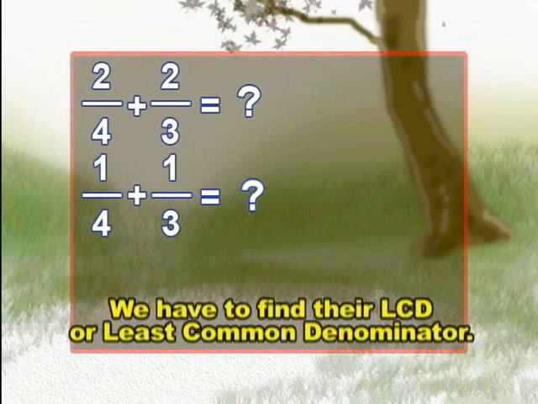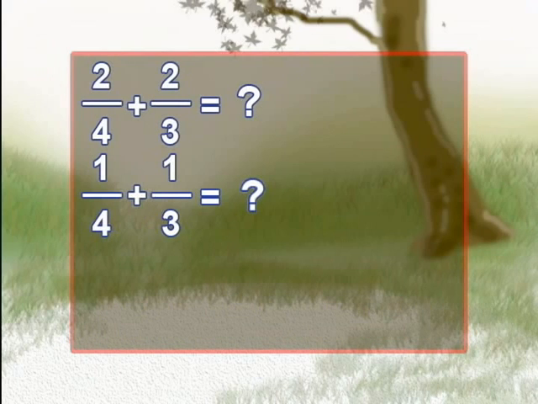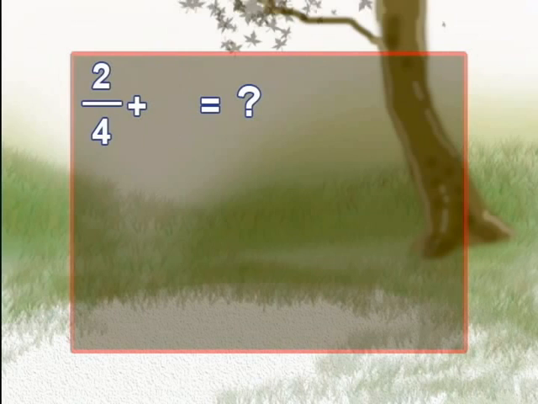Simple. We have to find the common number for their denominators. This common number is called the least common denominator, or LCD. How do we do that? Okay, let's try to add 2/4 and 2/3. We know we cannot add them since they have different denominators, 4 and 3. So what we need to do is to find their common denominator. Here's how we do it.